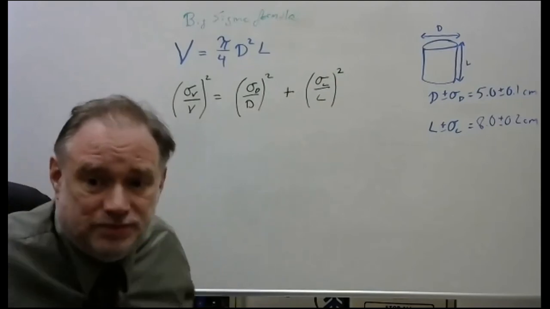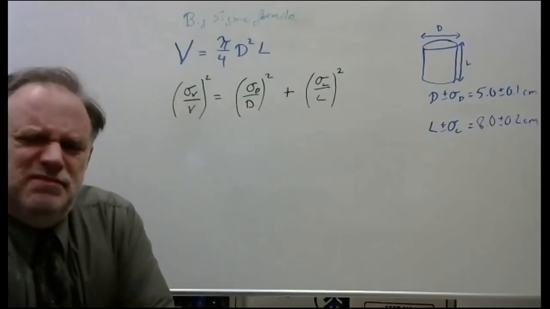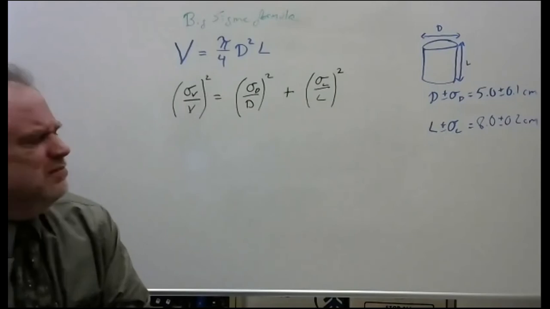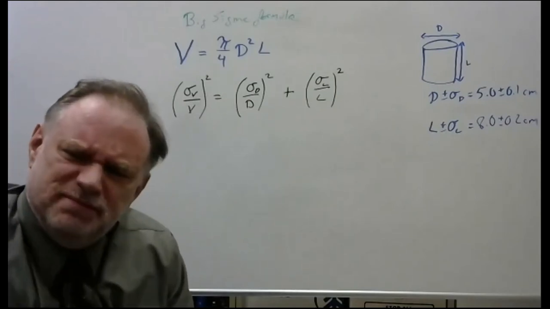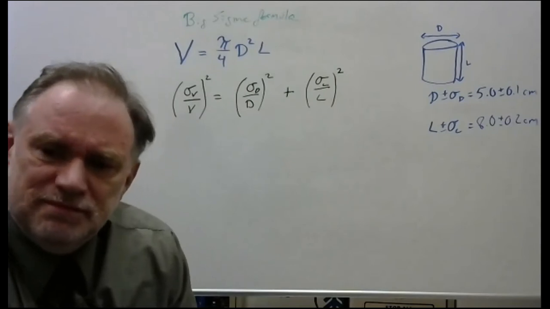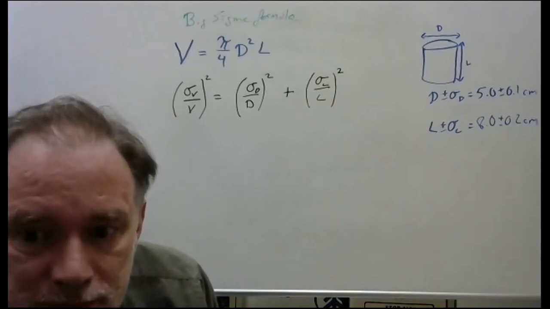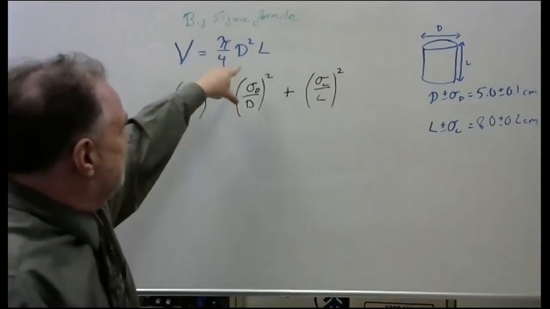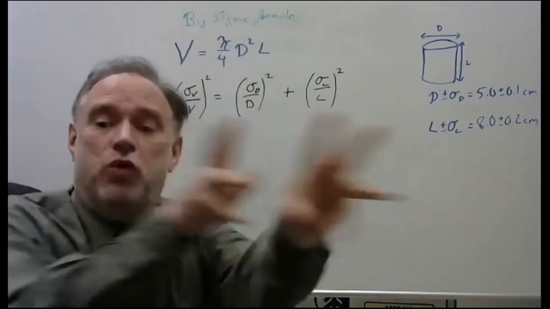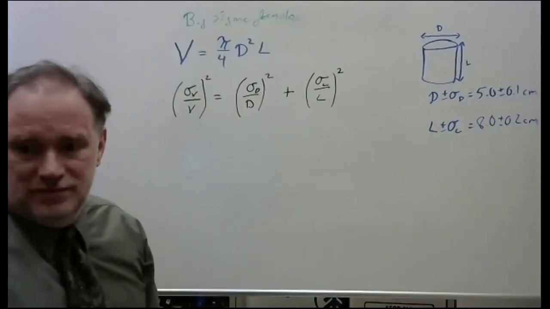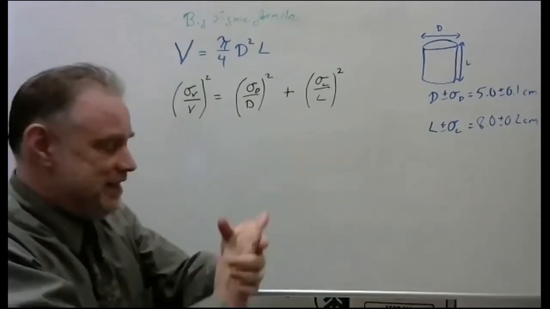Now in this case, though, we're not quite done. Why aren't we quite done? Because isn't it d squared? Because we're not just multiplying by d. We're multiplying by d squared. In other words, we're using the d twice.